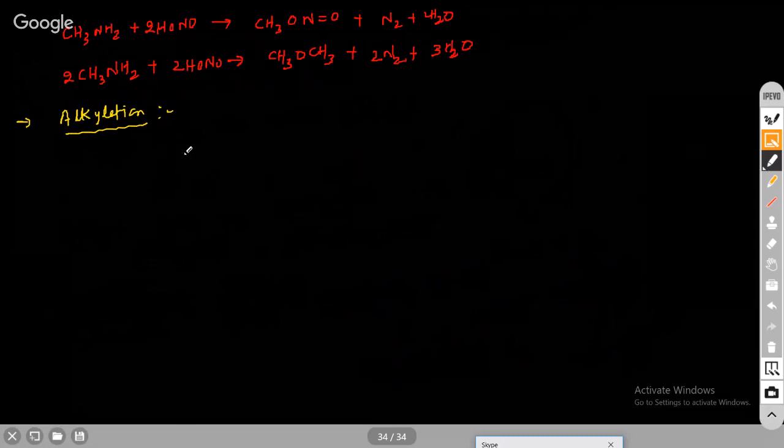Okay, so the reaction you write down: C6H5NH2 plus CH3I. What happens? HI forms and we get C6H5NHCH3. This is the secondary amine.